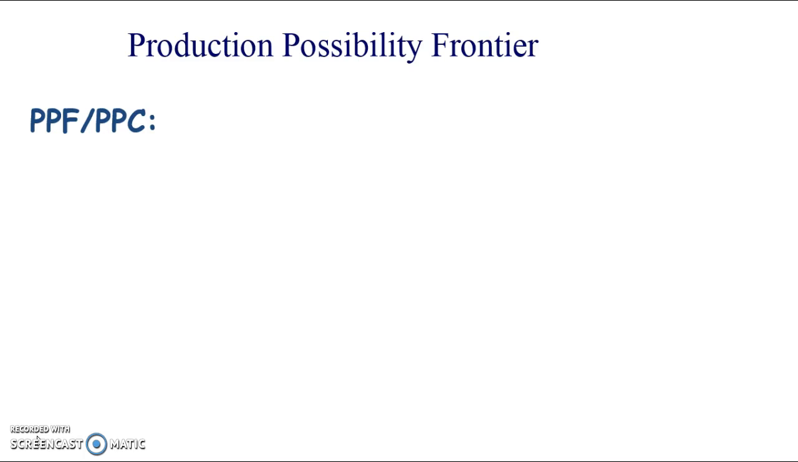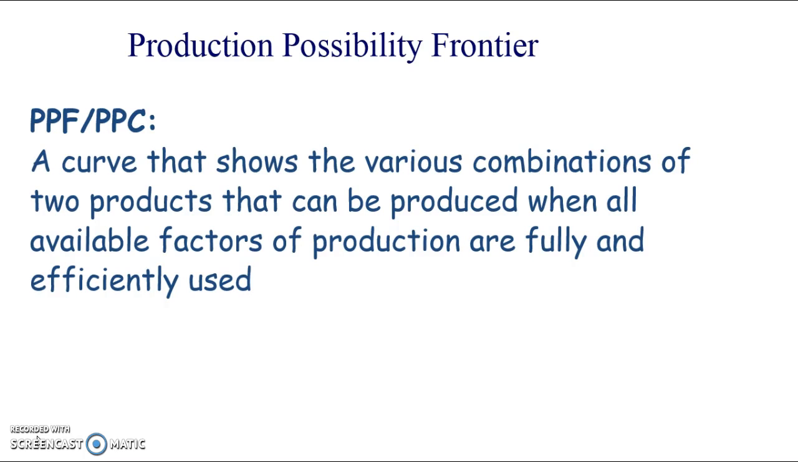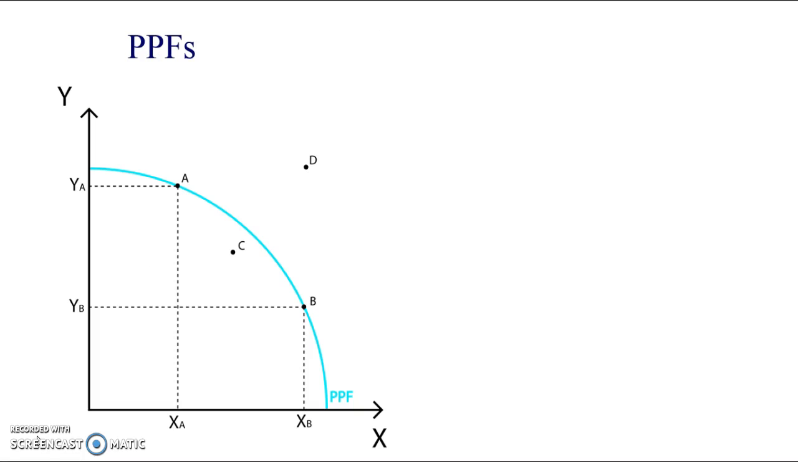So the definition of a PPF or PPC is a curve that shows the various combinations of two products that can be produced when all available factors of production, remember those resources, are fully and efficiently used. The PPF or PPC is shown here, and this curved shape is representing the maximum that can be produced of two different products. This Y and this X are representing two different products. They could be apples or bananas, not that they probably grow in the same kind of places, but it can be absolutely anything.